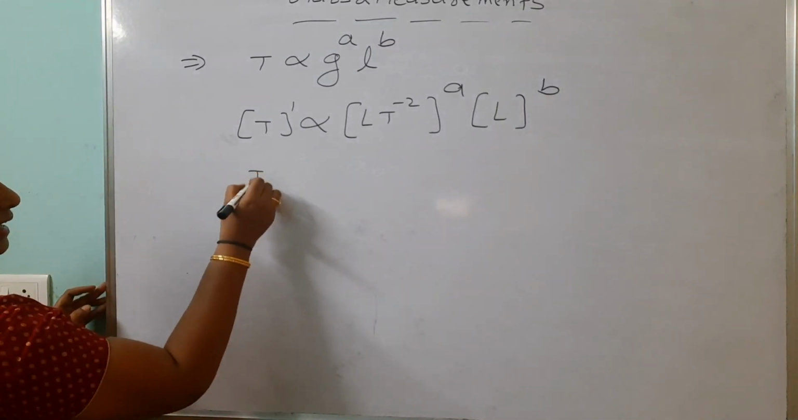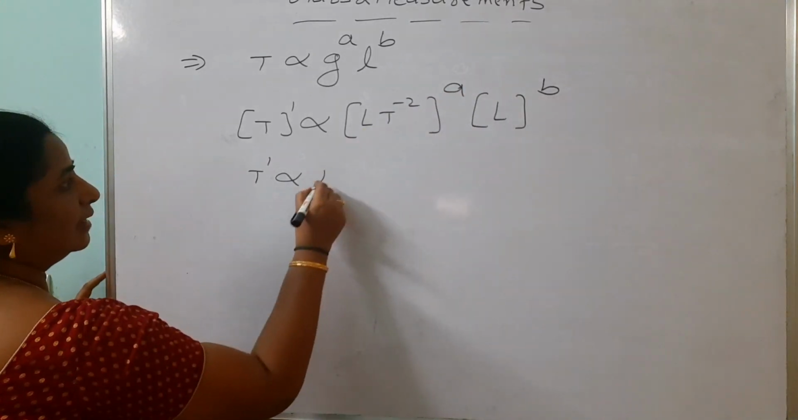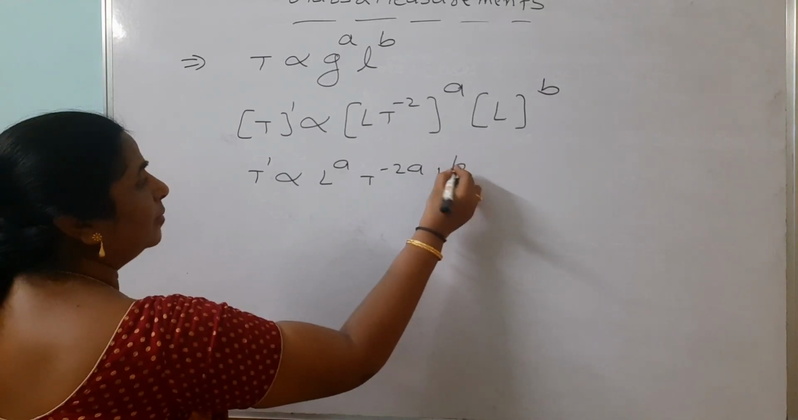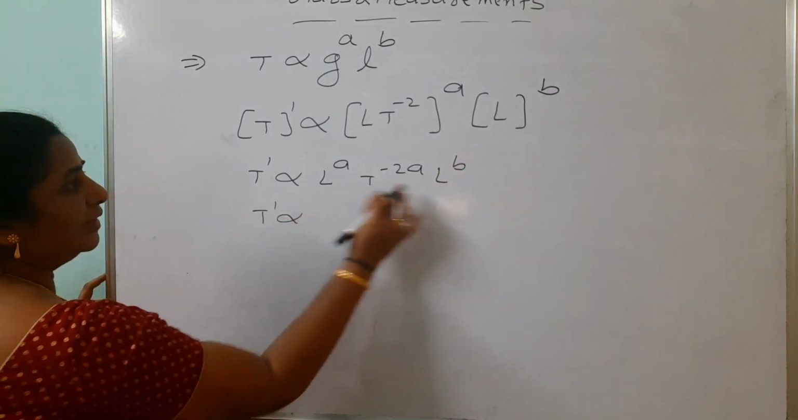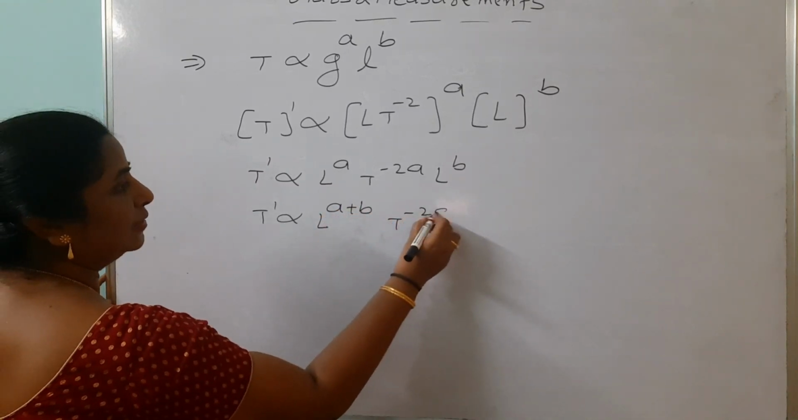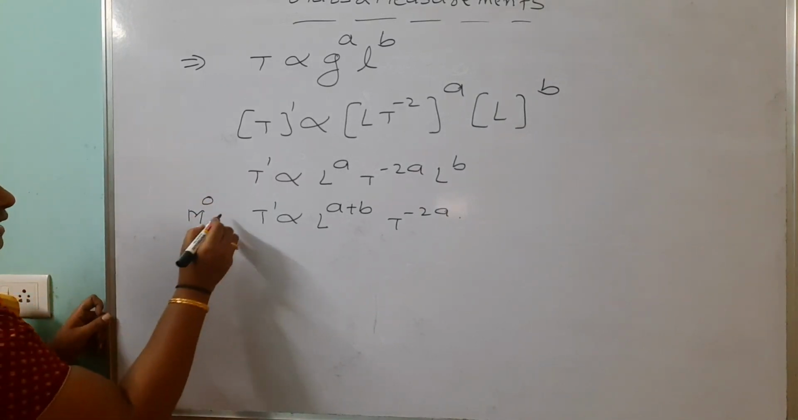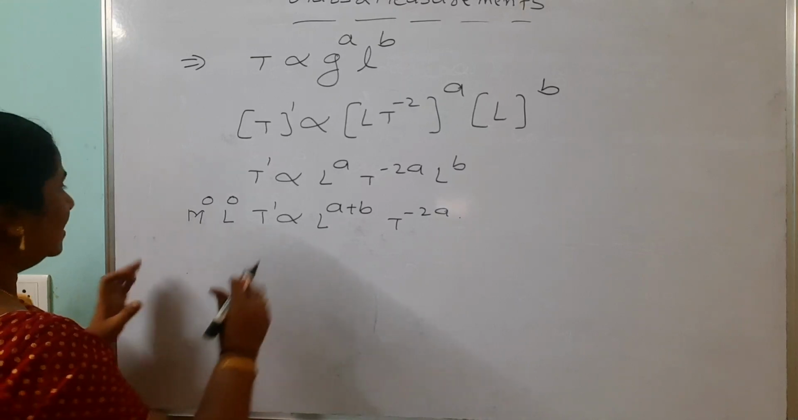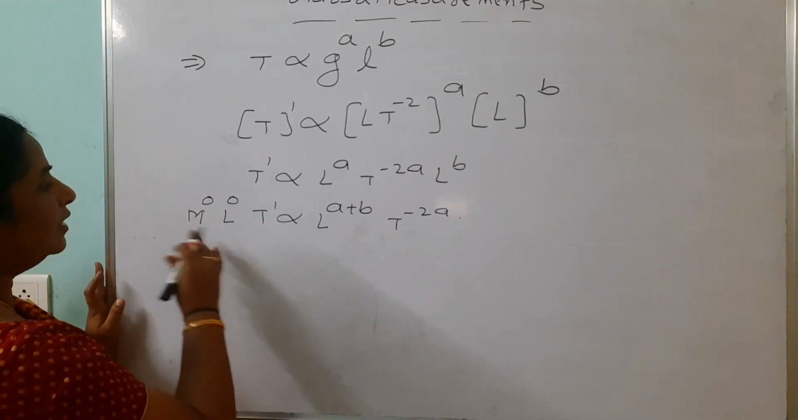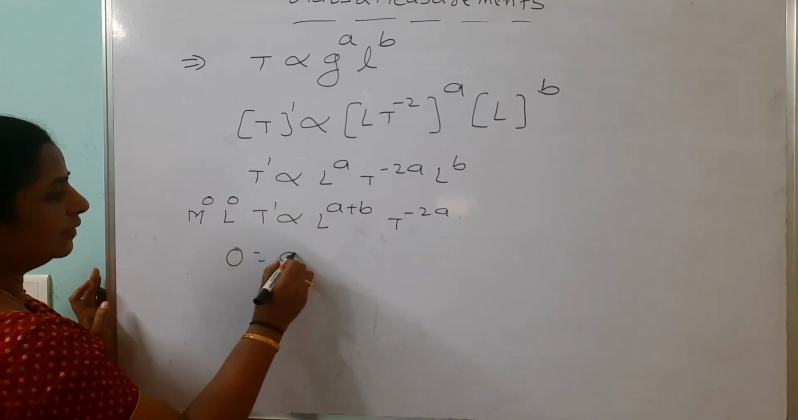Now you look here, we are writing T power 1 is directly proportional to L power a, T power minus 2a, then L power b. If the bases are equal, we can add the powers. So L power a plus b and T power minus 2a. Look here, there is no mass term, so we can take M power 0 and length power also 0. See, LHS side, M power how much is there? 0, but this side no M, you can leave this one. L power how much is there? 0. So 0 equals a plus b.